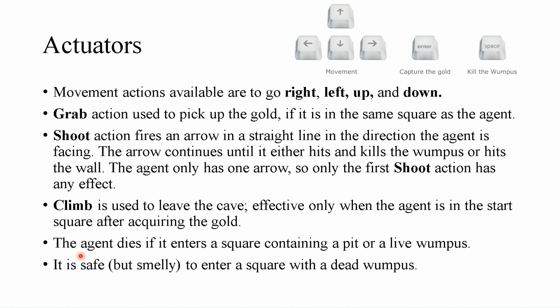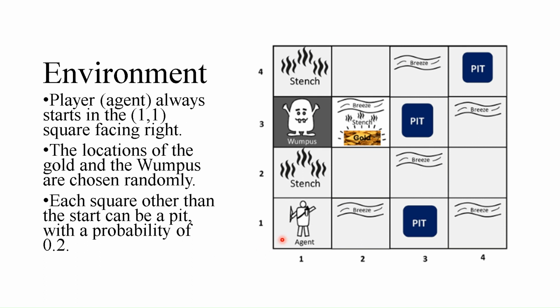Now the agent dies if he enters a space containing a pit or a live Wumpus. So you enter these pits or you go to the square with the Wumpus in it. So 1, comma 3, you die.